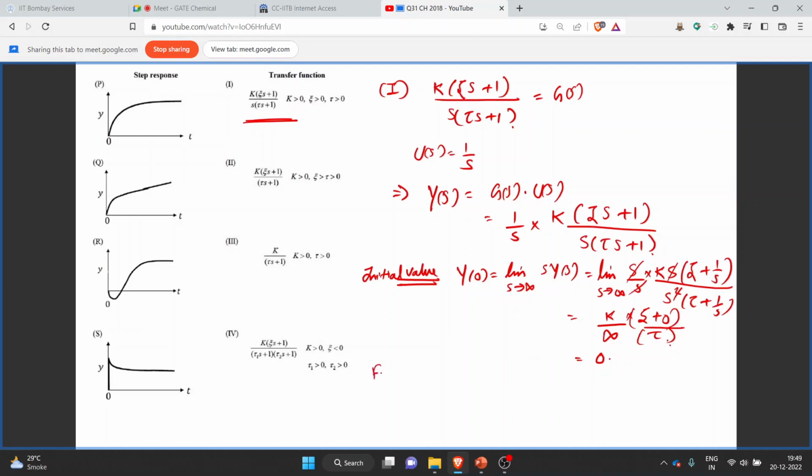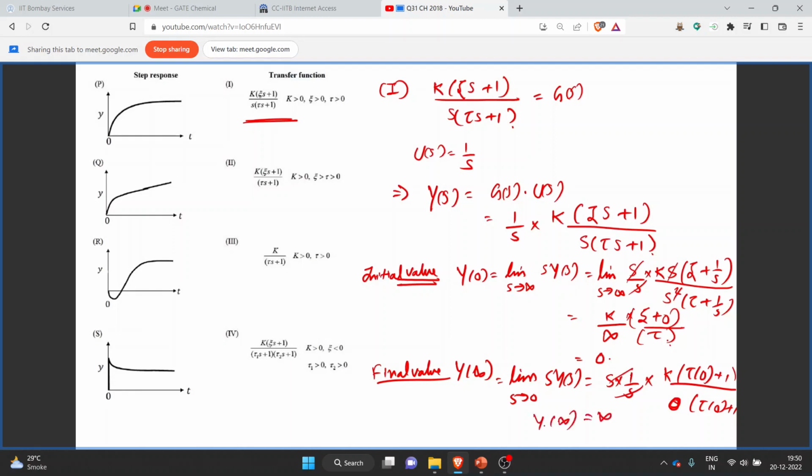Now we can find the final value, that is at time t equal to infinity. What is the value? We can find it by limit s tends to 0 of sY(s). So we can just put the value of s as 0 in this equation, that is s into 1 upon s into k tau of 0 plus 1 upon s. We will be putting it as 0, tau into 0 plus 1. This will get cancelled out. So over here we will be having 1 upon 0, that is basically infinity. So when time t tends to infinity, the value of the output will also keep on increasing. That is basically we don't have a bounded output.